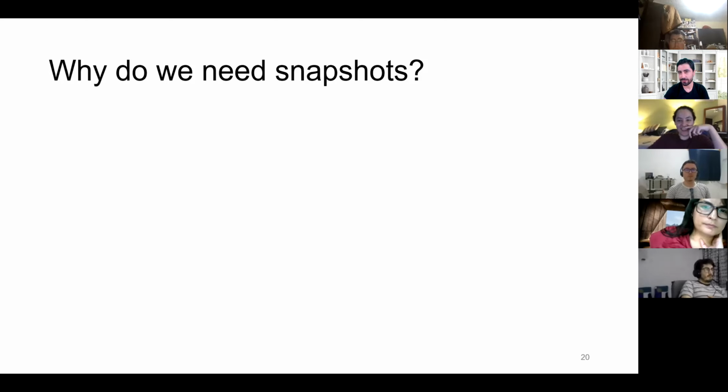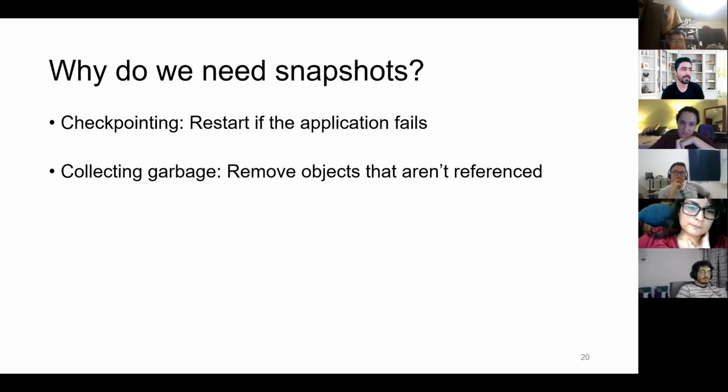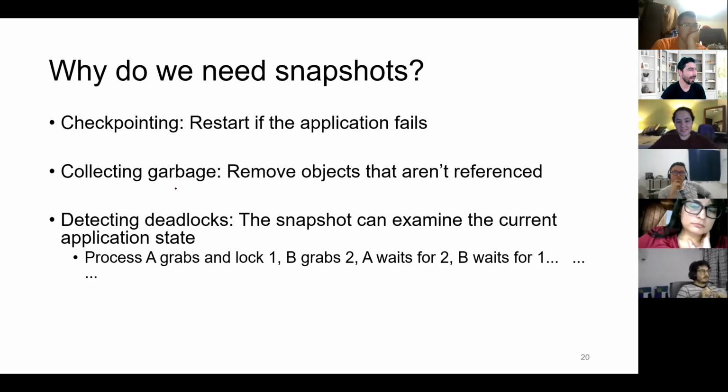And why do we need a snapshot? I already mentioned it. One thing is protection against failure, because you want to restart if the application fails. Another thing is collecting garbage. You want to remove the objects that aren't referred to. In such a massive number of systems, of course, there are some objects that are not used, and they are just consuming your system resources. You want to make sure you get rid of those objects that are garbage in the system. And also you want to be able to detect deadlocks. So a snapshot can help us with all these things.